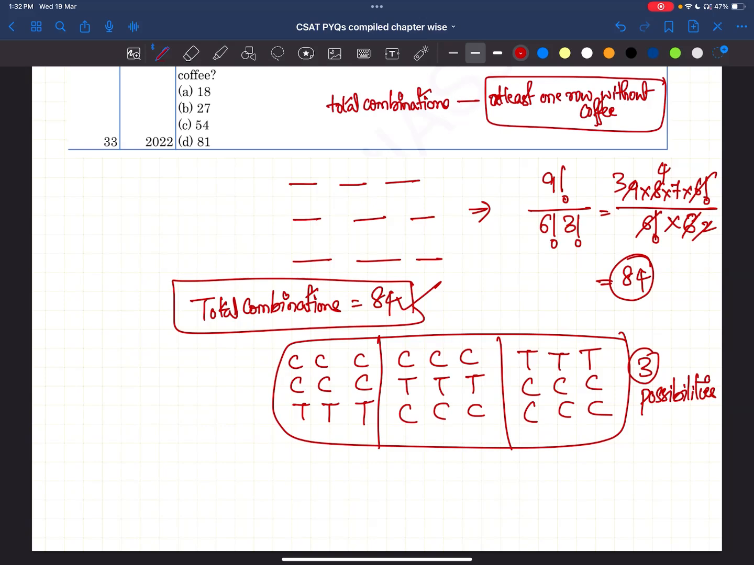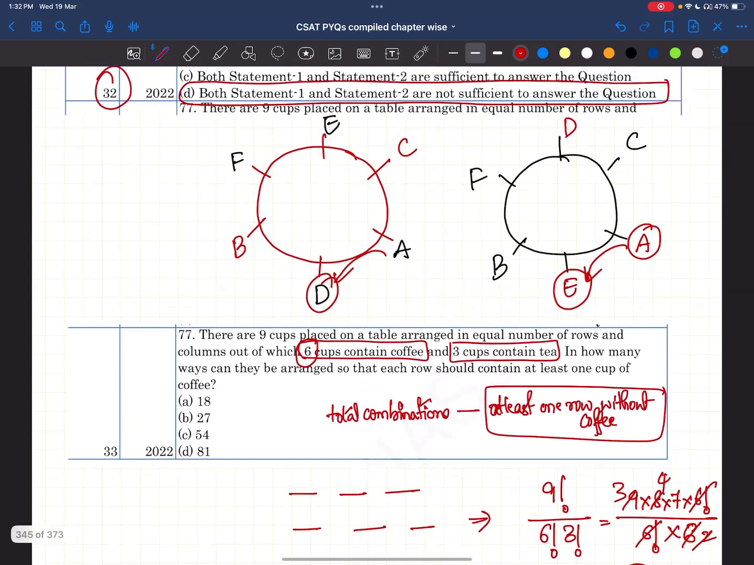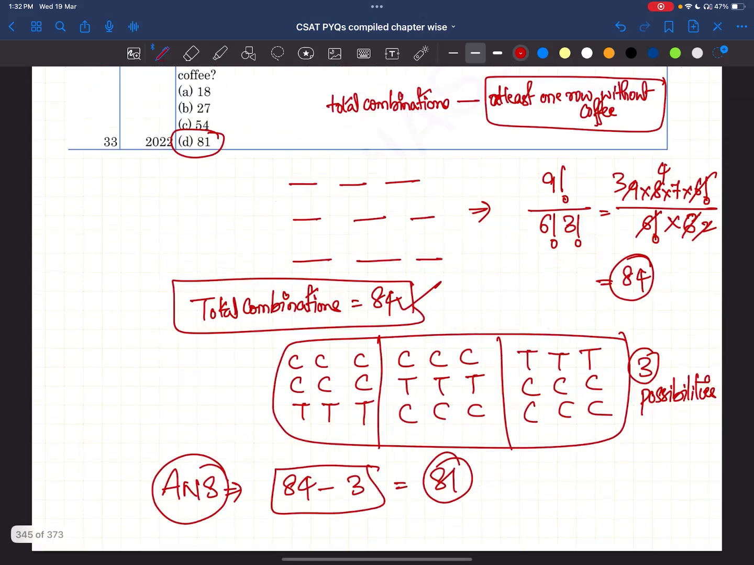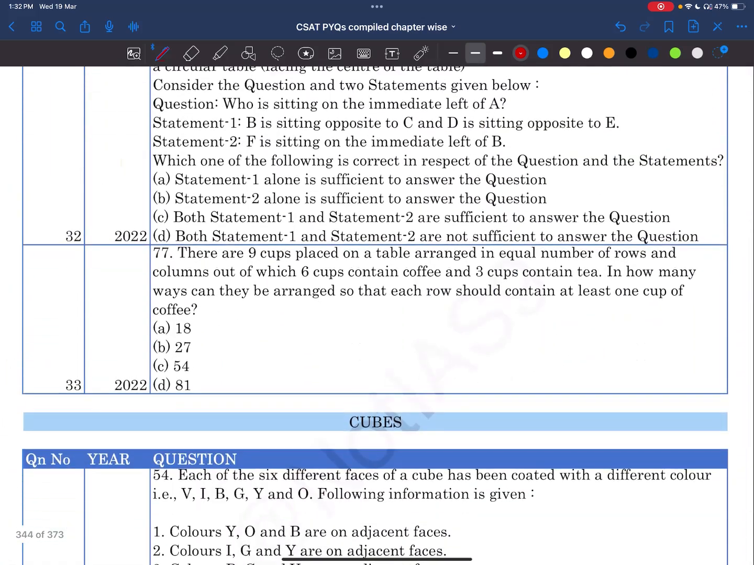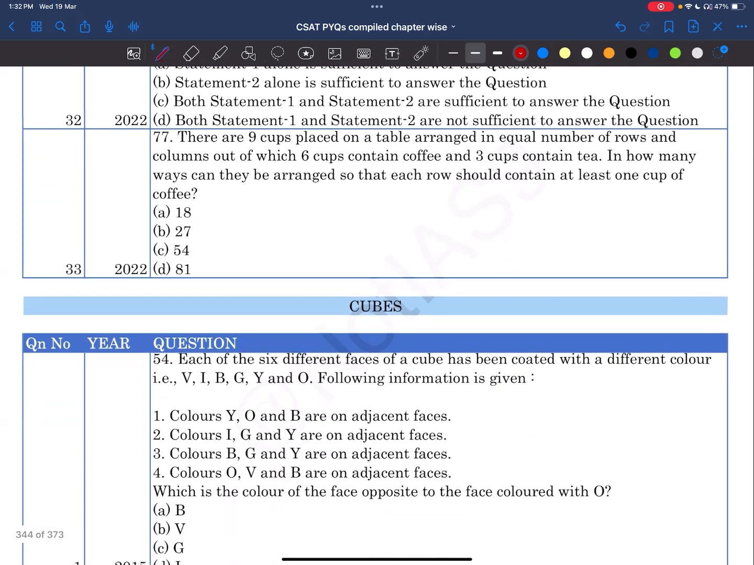So what will the answer be? He's asking how many ways we can arrange so that at least 1 coffee is in each row. That means total combinations minus possibilities where coffee is not there in at least 1 row. Answer is 84 minus 3, 81. Okay, answer is 81. Friends, we have completed all the questions related to data arrangements and ranking. And in the next video, we'll be starting with cubes.